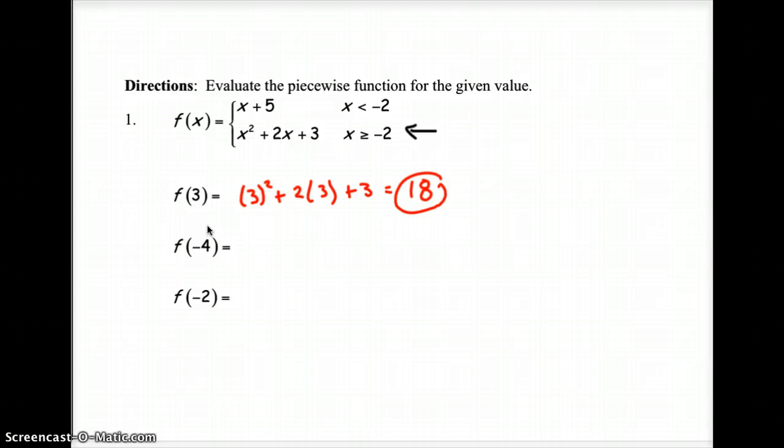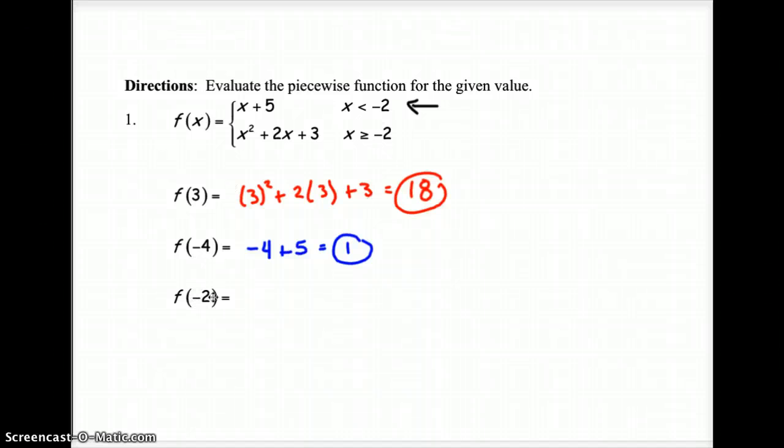Now the second one, evaluate when x is -4. Which function do I need to use? Well, -4 is less than -2. So now I use the first function and I replace x with -4. So in other words, -4 plus 5 would be my value, which is 1.